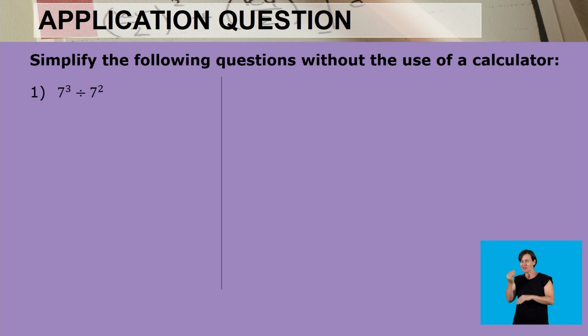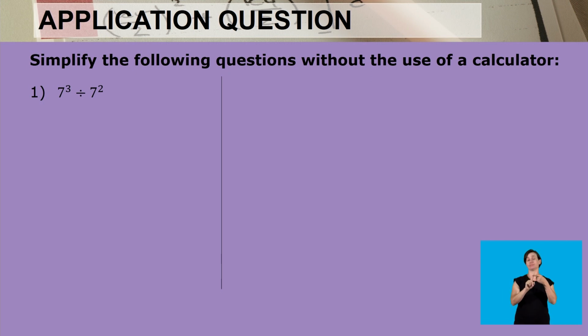Welcome back from the ad break, and let's continue with our lesson. So now we are going to go into more of the application questions. Let's look at the first one there. It says there, simplify the following questions without the use of a calculator. Let's look at our first question there.